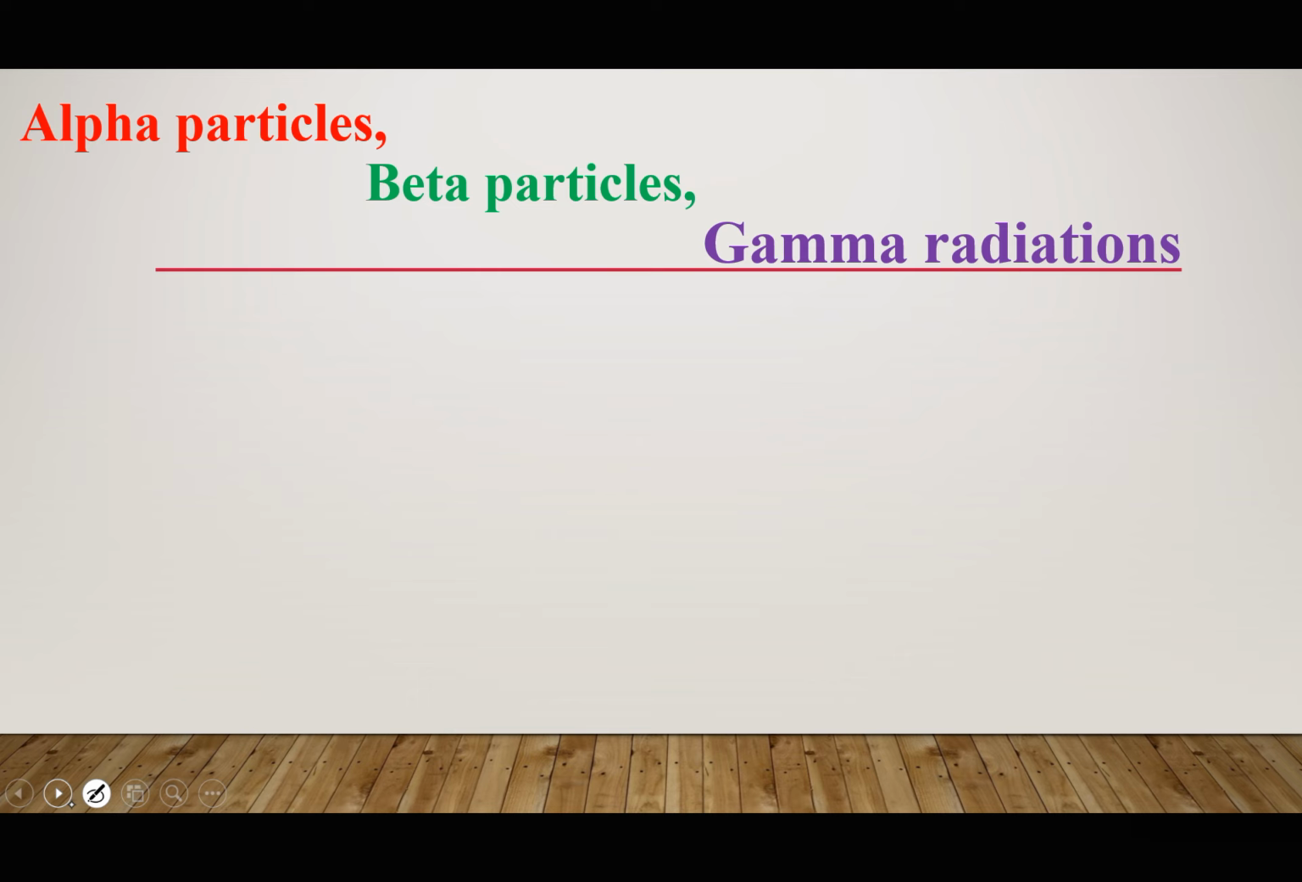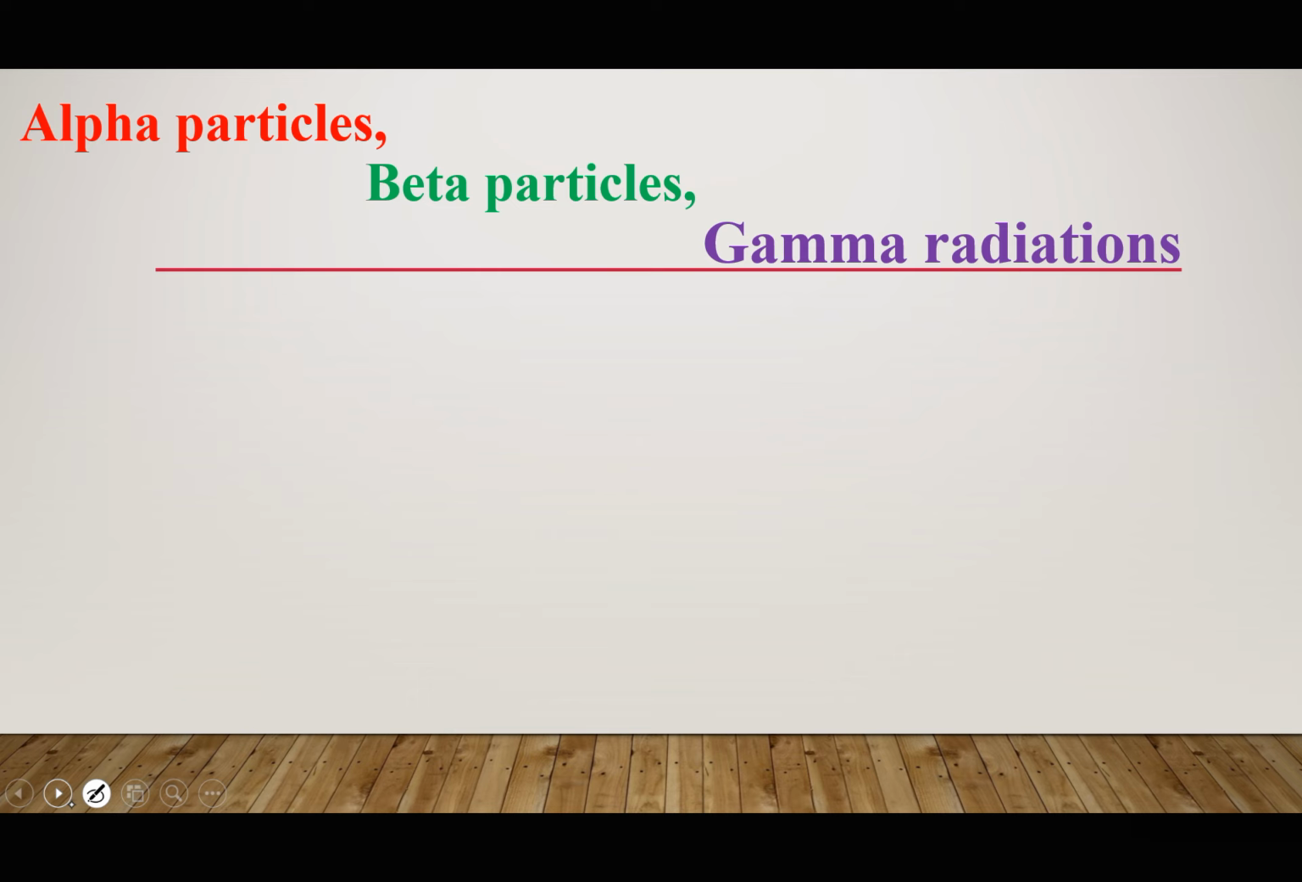In IGCSE, you must have met these particles and radiations. Your teacher must have told you that when an unstable nucleus disintegrates on its own, it may disintegrate to gain stability by emission of alpha, beta, and gamma radiations. And your teacher must have told you that the emission of these particles is both spontaneous and random. At that time, you may not have had a detailed explanation of what is meant by spontaneous, but your teacher must have given you a clue that nothing in the environment influences this disintegration. That's what he called spontaneous.